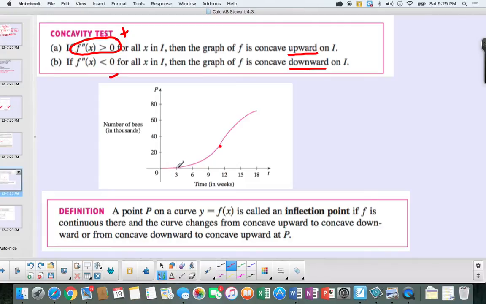There's a point at which it stops being concave up and concave down, and that point is called a point of inflection.